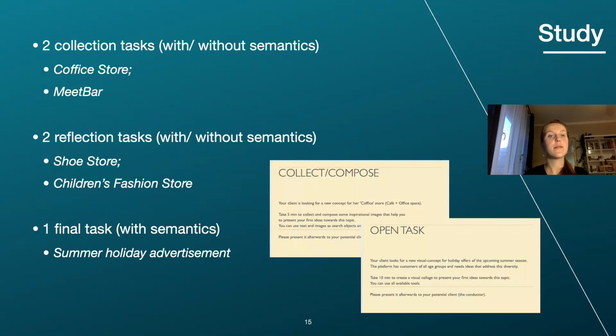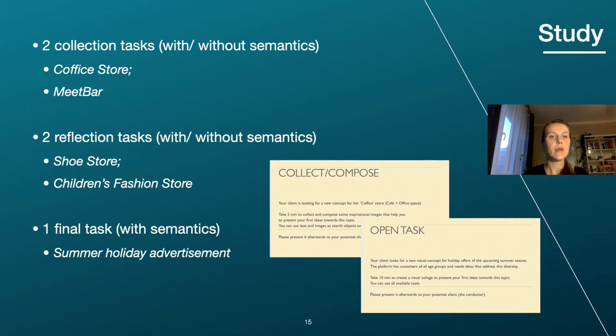Participants conducted 5 tasks separated in 3 sets. In the first set, we focused on image collection. Participants were asked to create 2 mood boards that express a visual concept for a joint cafe and office space called Coffee Store and a meat bar where teams can meet after work with a casual atmosphere of a bar. The semantic tools were available in one of these tasks and deactivated in the other, in a counterbalance design.